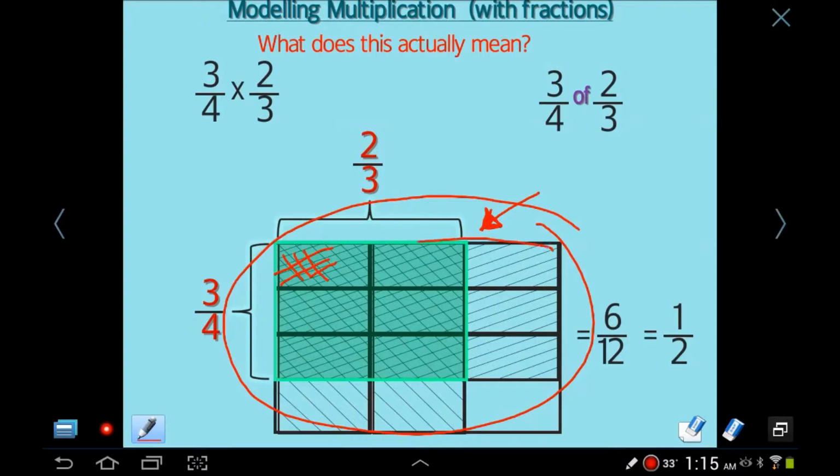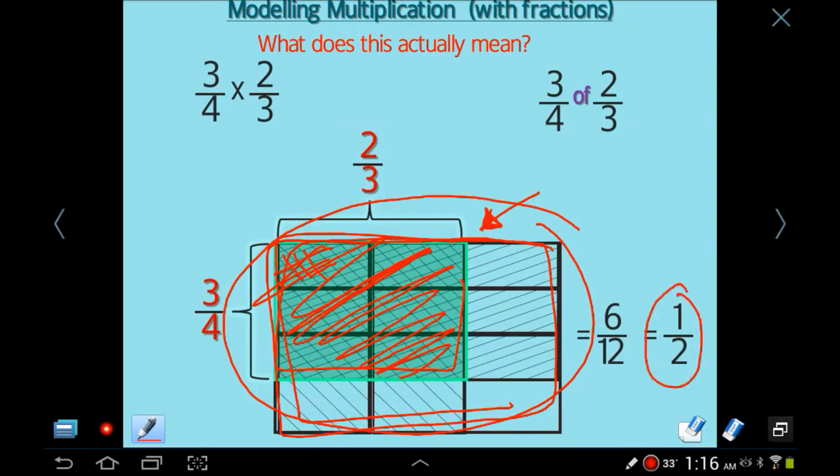How many squares are there total? There's 12. How many are shaded in both directions? 6 out of the 12, so half of it. That's the answer. 3/4 times 2/3 equals 1/2. Okay, should you always simplify? Yes, always simplify.